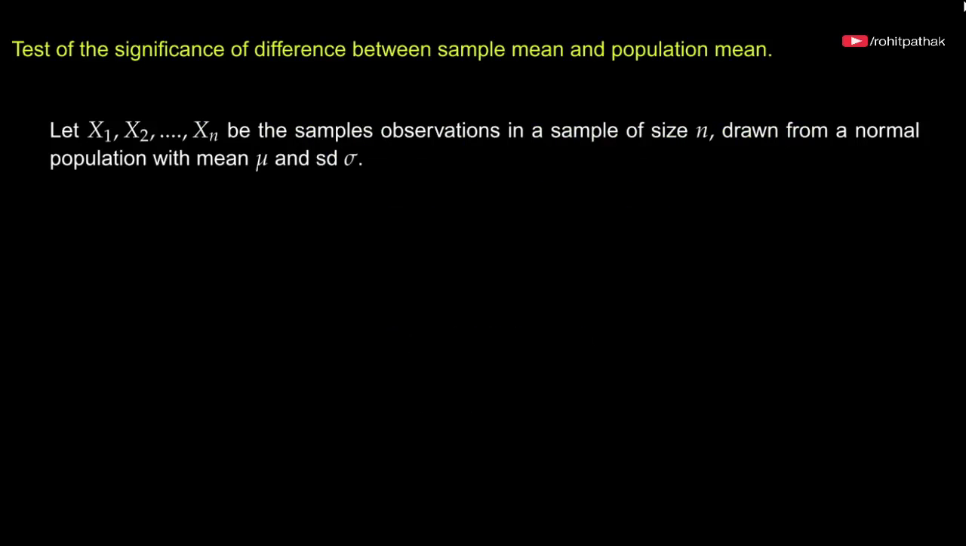Suppose x1, x2 up to xn are the sample observations in a sample of size n. That means we take a sample of size n from the population in which we have observations x1, x2 up to xn. The population is normal with mean mu and standard deviation sigma. Then each xi follows a normal distribution with mean mu and standard deviation sigma.